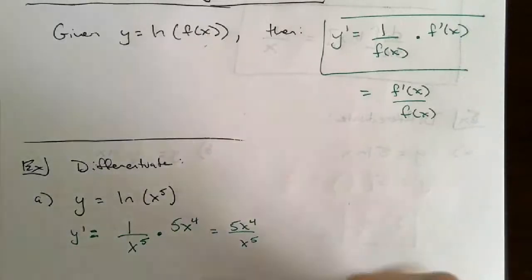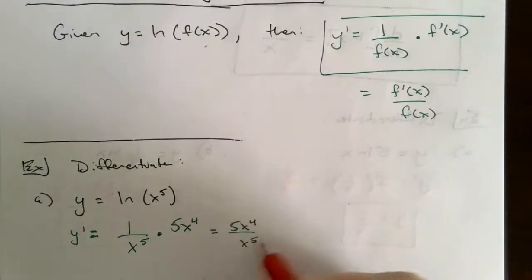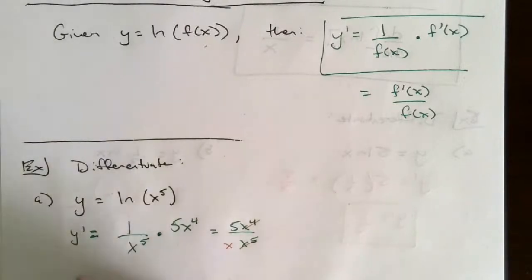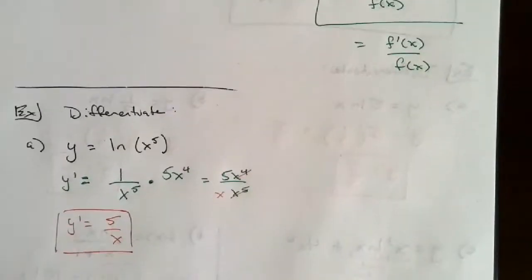And then how does this simplify down? Well, I can cancel 4 of these with 4 of them in the denominator to give me just an x down there. So we have y prime equals, this ends up being 5 over x once simplified. So y prime equals 5 over x once you simplify it.